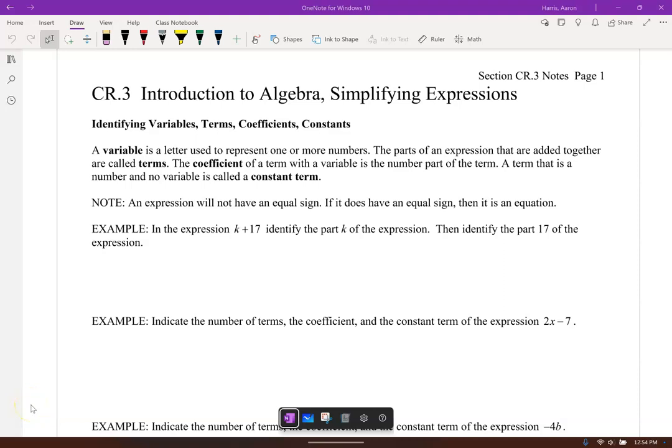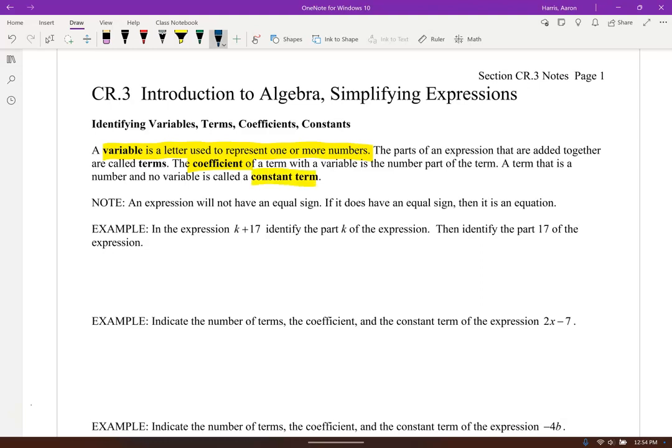All right, critical view 3 is an introduction to algebra, simplifying expressions. And let's talk about a little vocabulary here. A variable is just a letter used to represent one or more numbers. Coefficients, the number in front of that variable. Constants, like a number on the end.